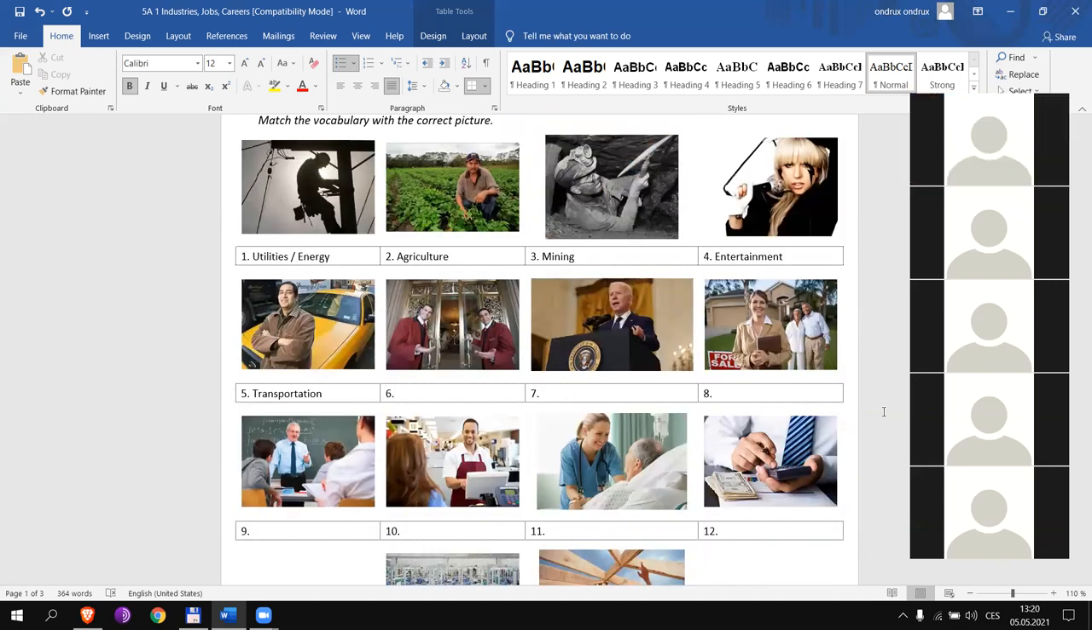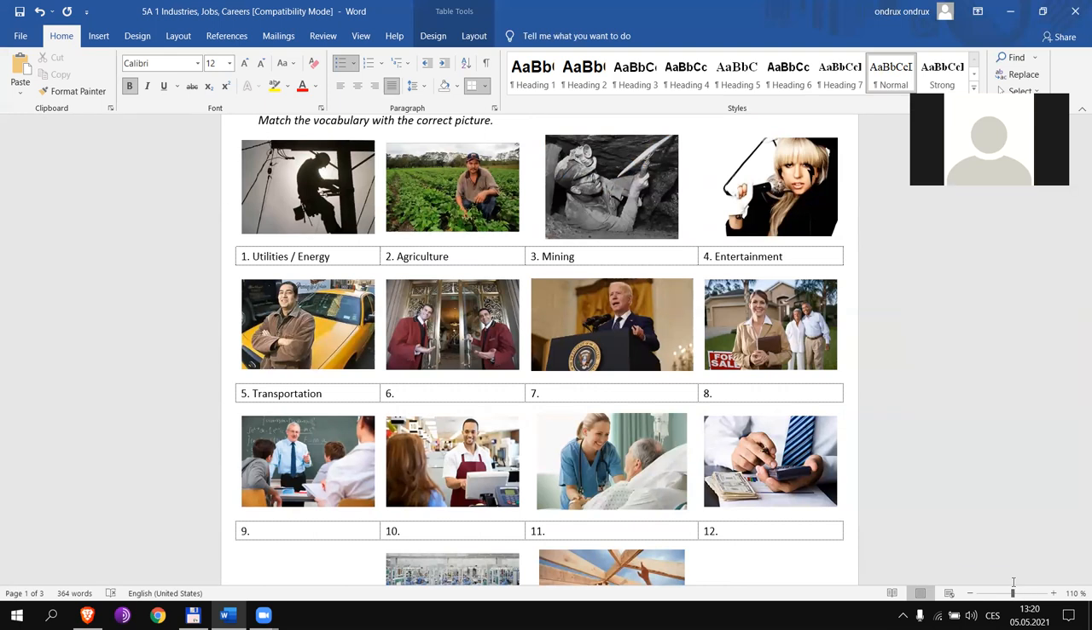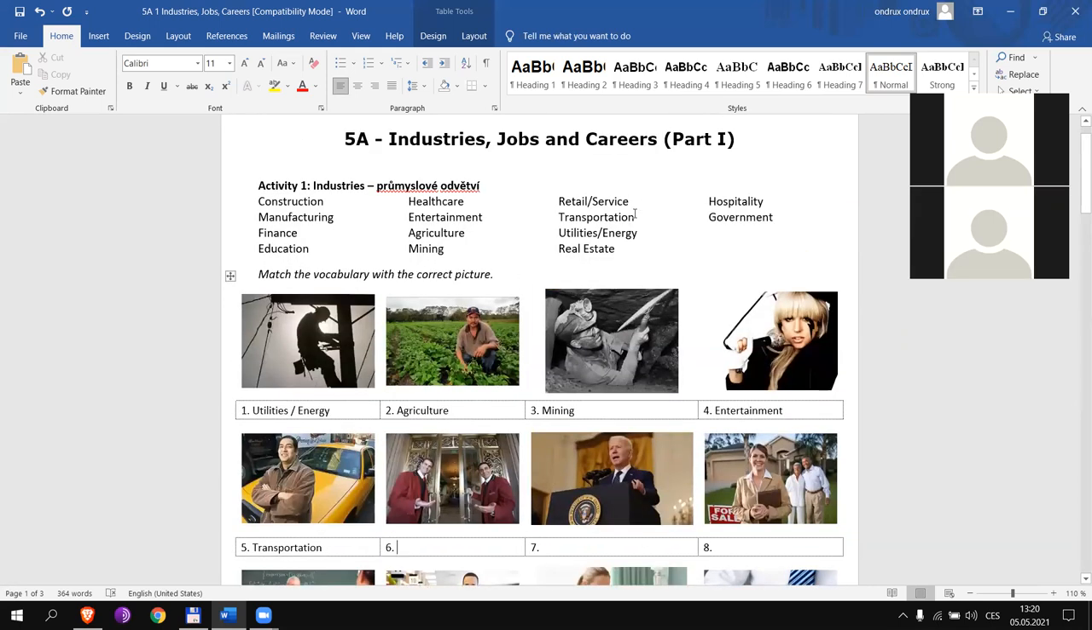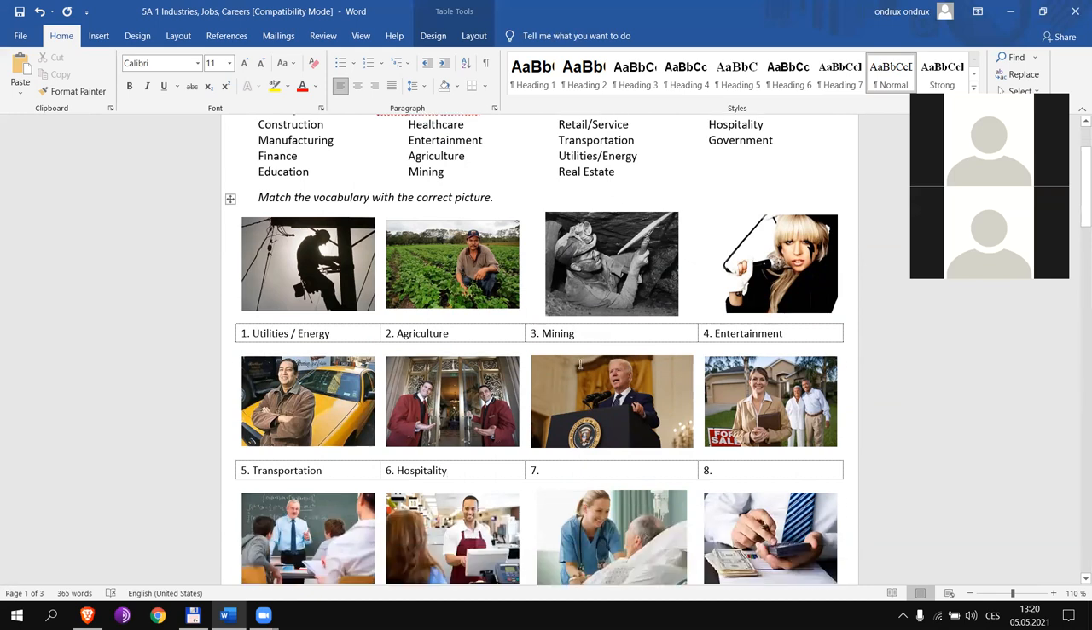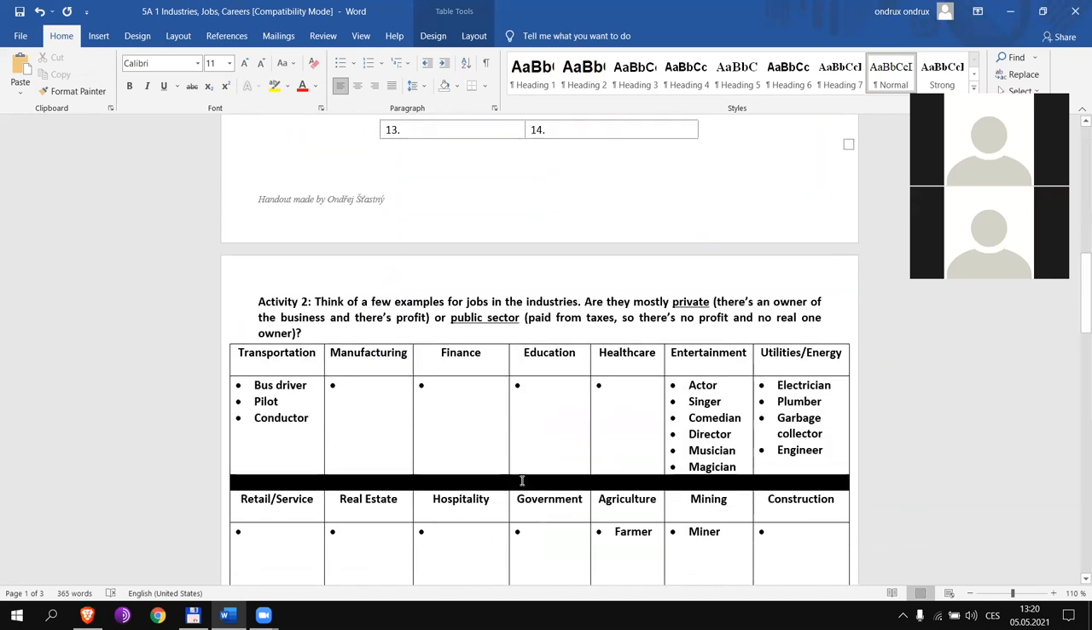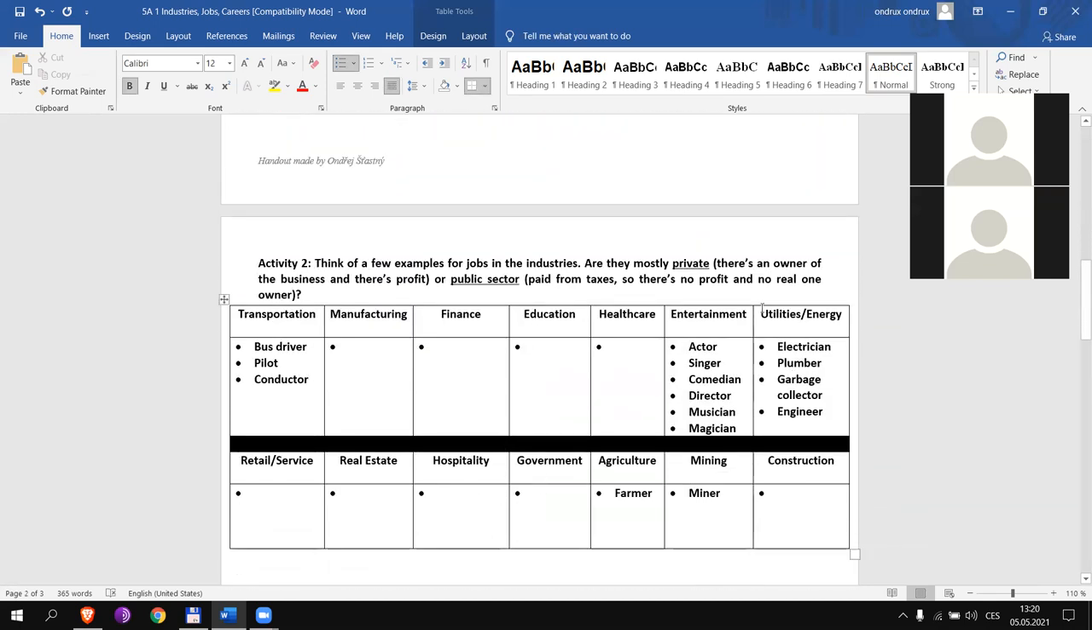For example, William, can you try number six? Number six is hospitality. Mm-hmm. Hospitality. So we are talking about restaurants and hotels. Now, in hospitality, what are the jobs exactly? To be honest, I can't think of any.